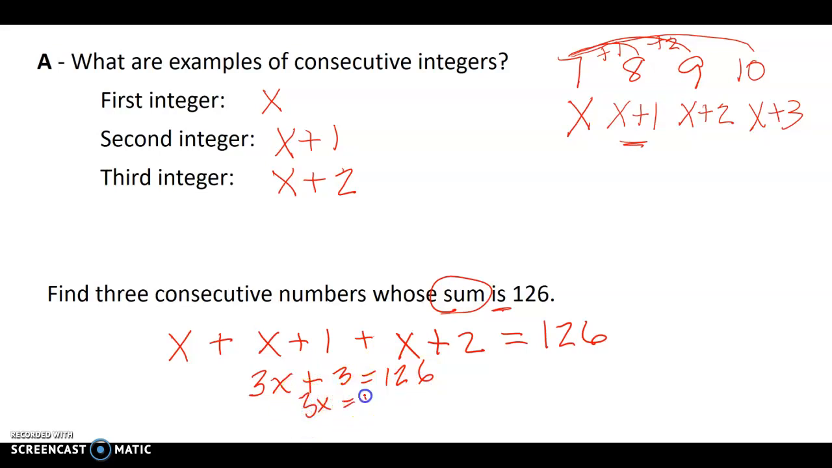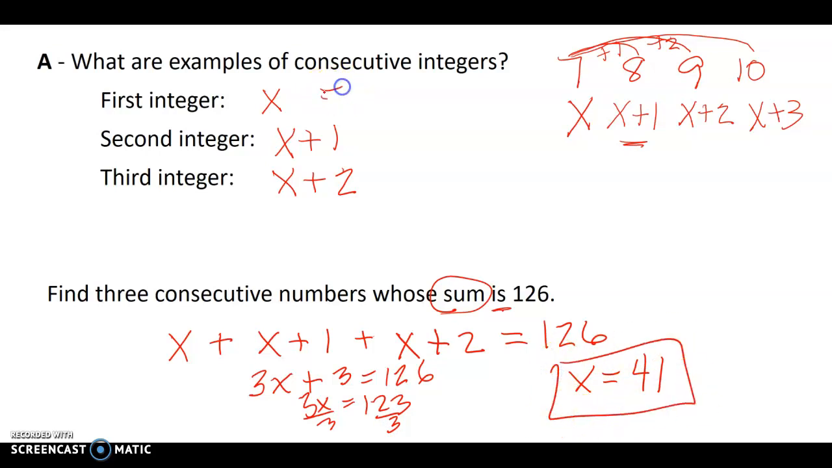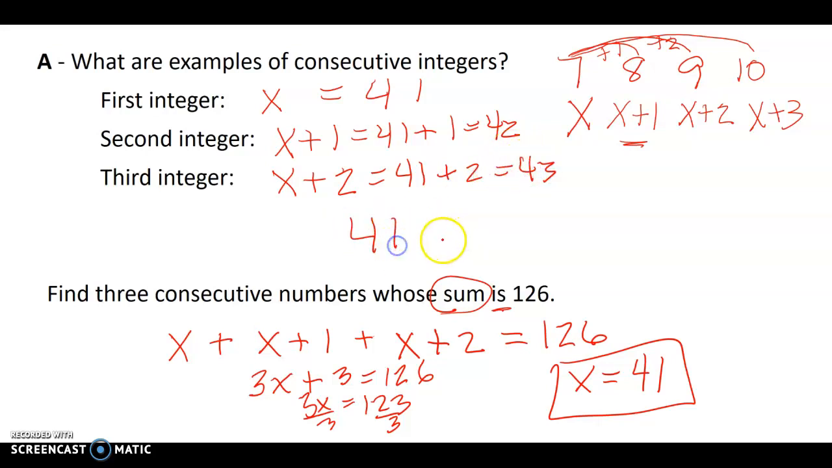So 3x is equal to 123. I'm going to divide by 3, and x is equal to 41. So this is my x value. Going back up, x is equal to 41. So 41 plus 1 is equal to 42. 41 plus 2 is going to give me 43. So my 3 consecutive numbers that give me the sum of 126 are 41, 42, and 43. And I can check that by adding those 3 numbers together.